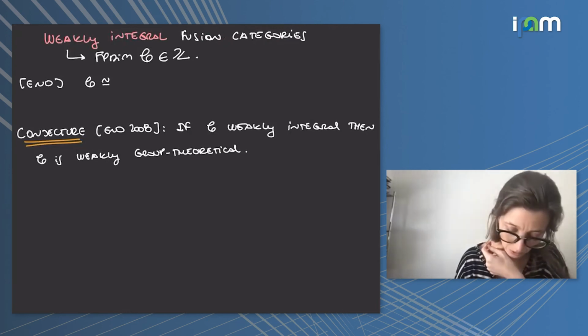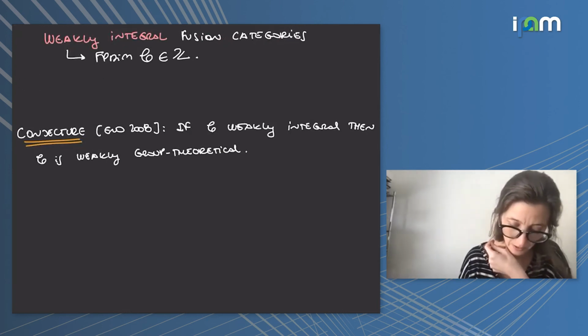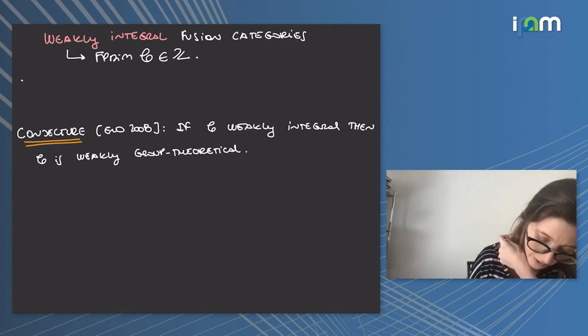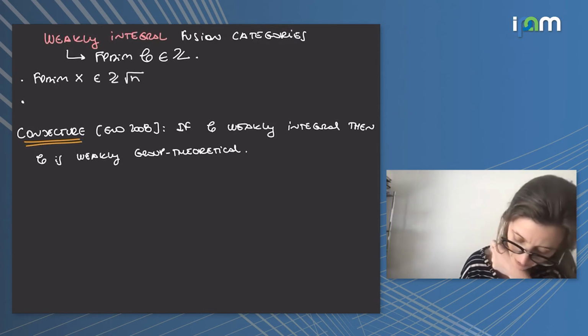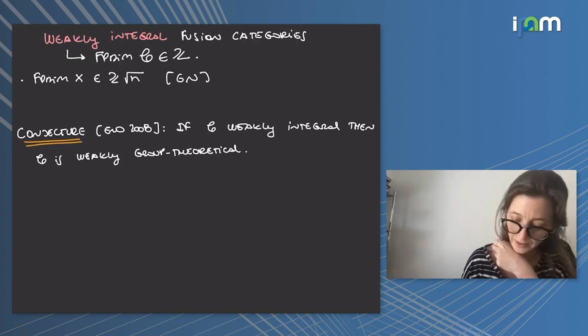Yeah, and I was going to write, yeah, exactly. So in this case, the Frobenius-Perron dimensions of the objects are like this. And maybe this is square root of n, for n an integer.